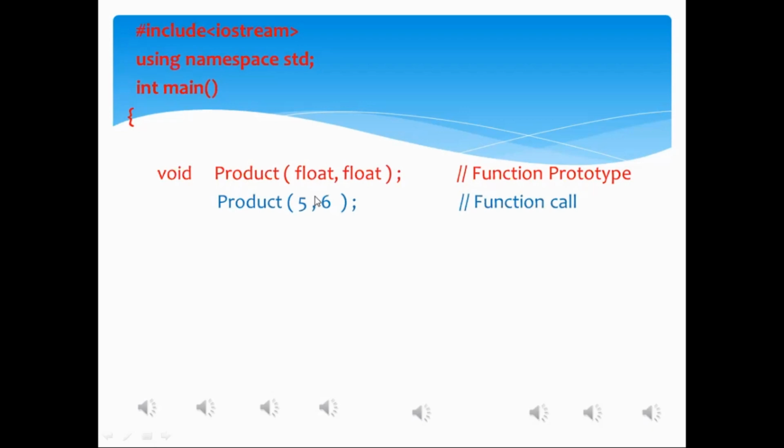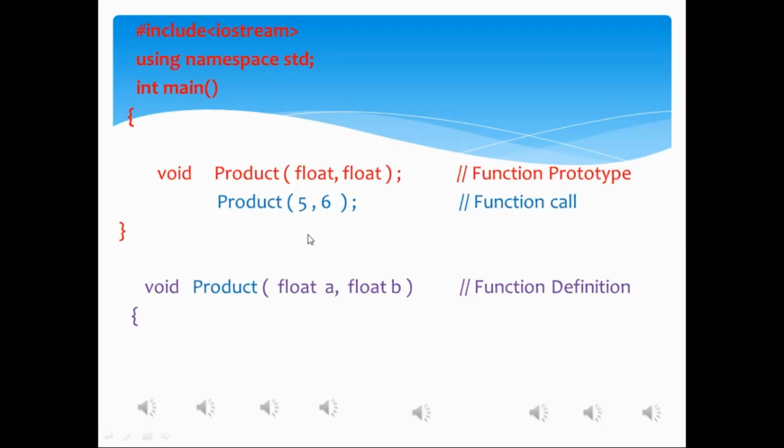The first argument is what? 5. And the second argument is what? 6. Okay, over here, 2 things we have done in the main function. We have declared a function, and we have written a function call, and after the main function we write the function definition.